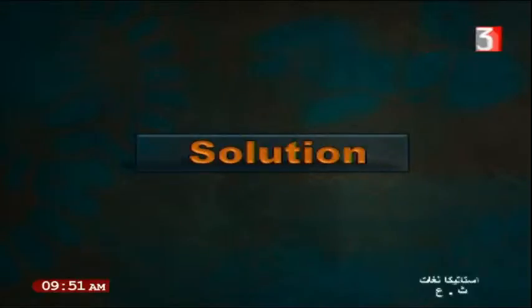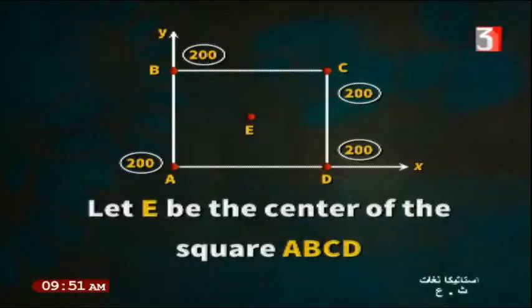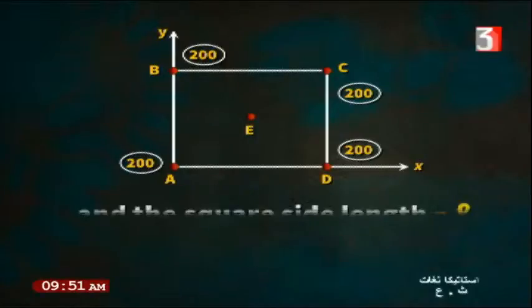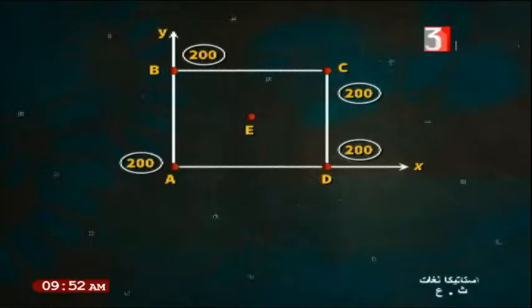Solution. My dear student, look at it: we have four equal masses, 200 at A, 200 at B, at C, at D. We know that the center of gravity of the square is the intersection point of its diagonals, point E. Let E be the center of the square ABCD, and the square side length equals L.